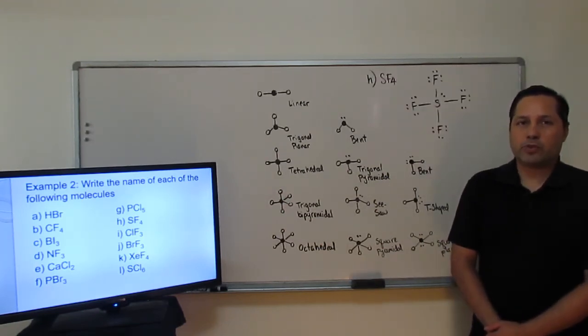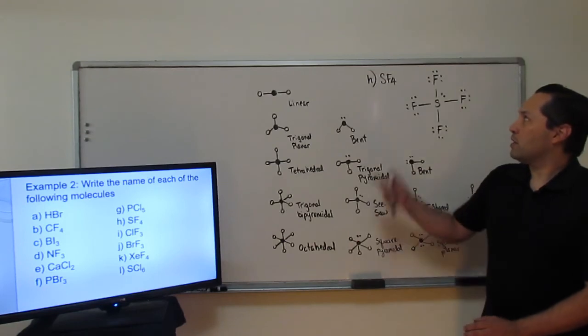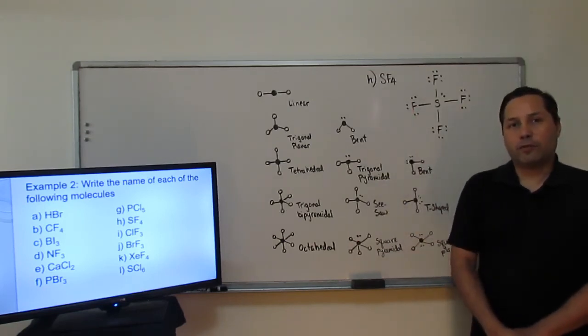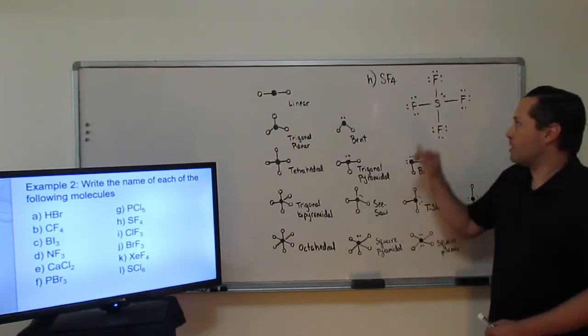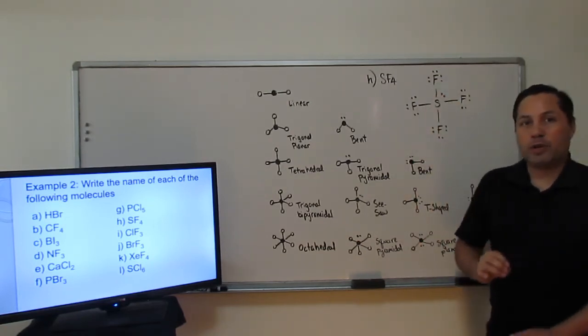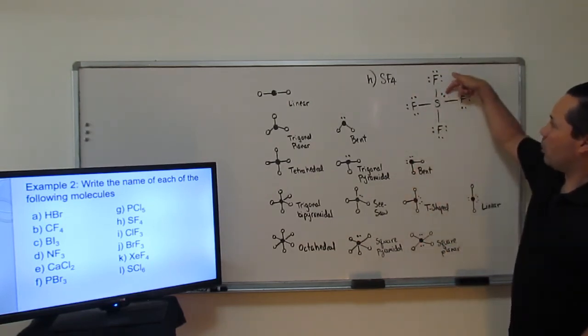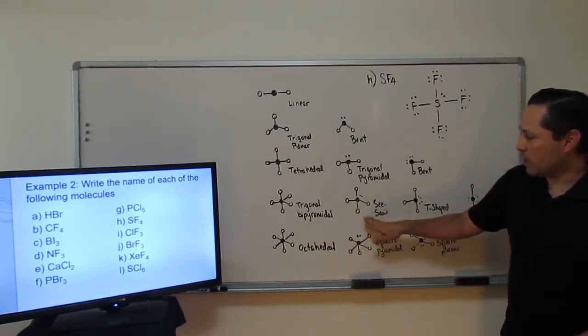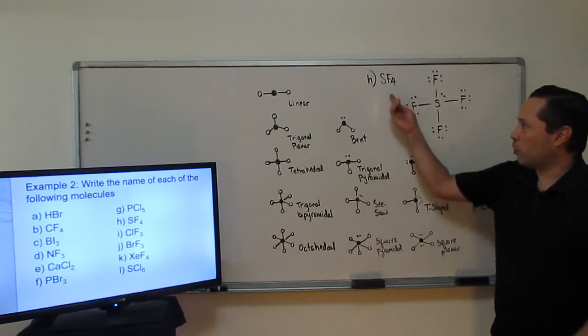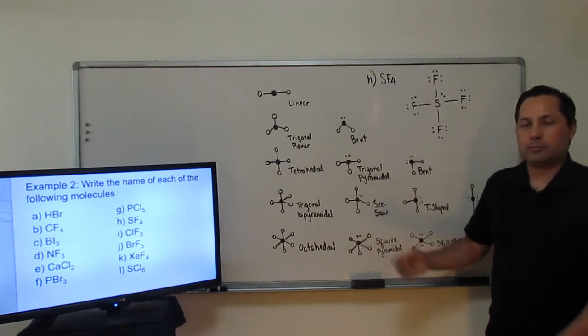Next is letter H, which gives us SF4. That is sulfur tetrafluoride. Now, here's our dot diagram for it. You'll notice that it has 4 shared pairs of electrons and 1 unshared pair of electrons. So 4 and 1. So that will be this right here. Seesaw is our answer for sulfur tetrafluoride.